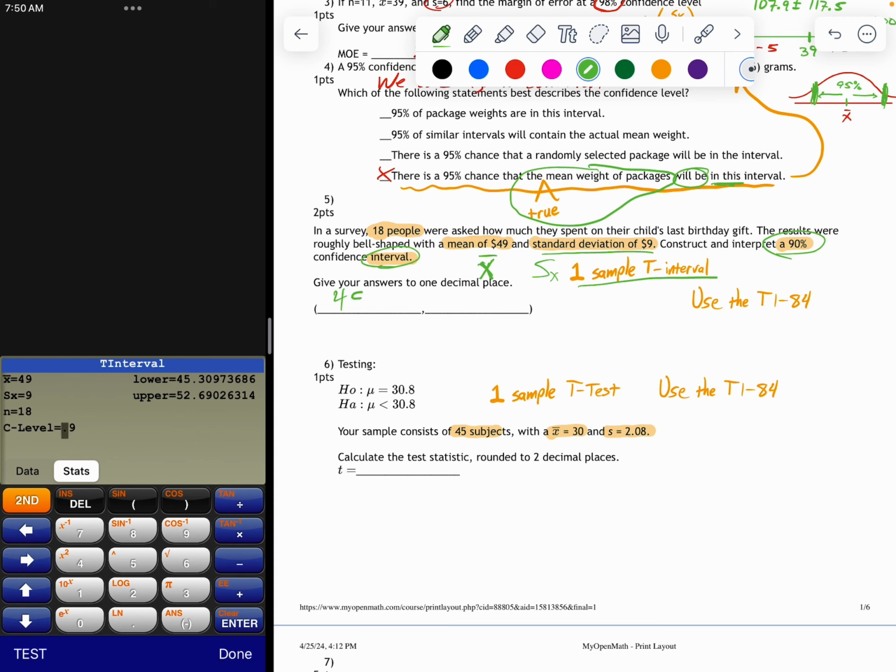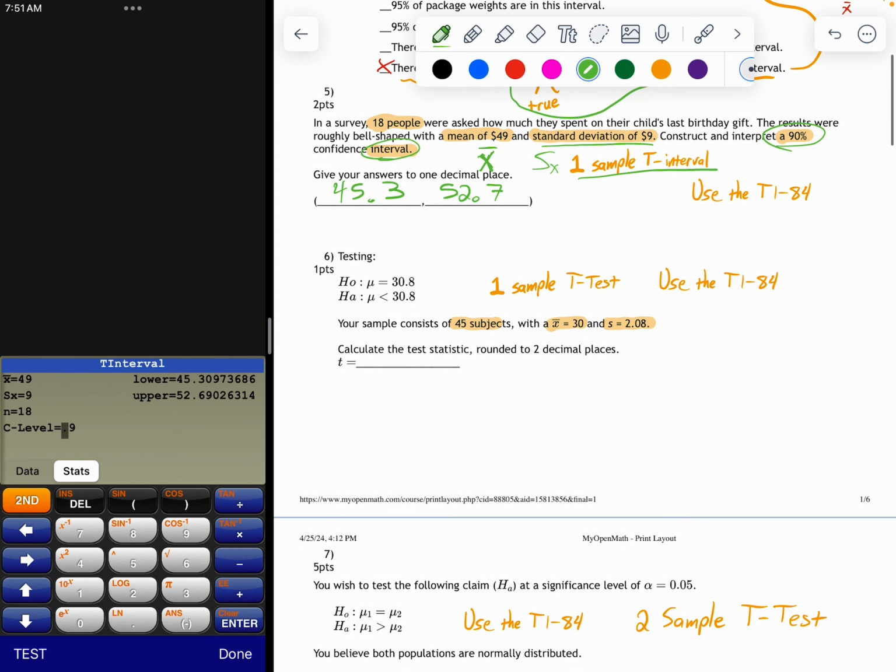So mine goes from 45.3 to 52.7. Spent anywhere from $45 to $52. We're 90% confident that the average amount of money spent on a kid's birthday gift is between those two amounts.